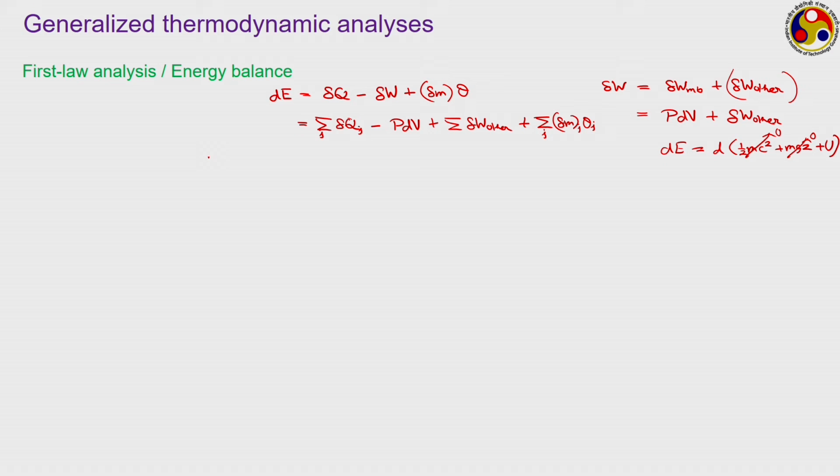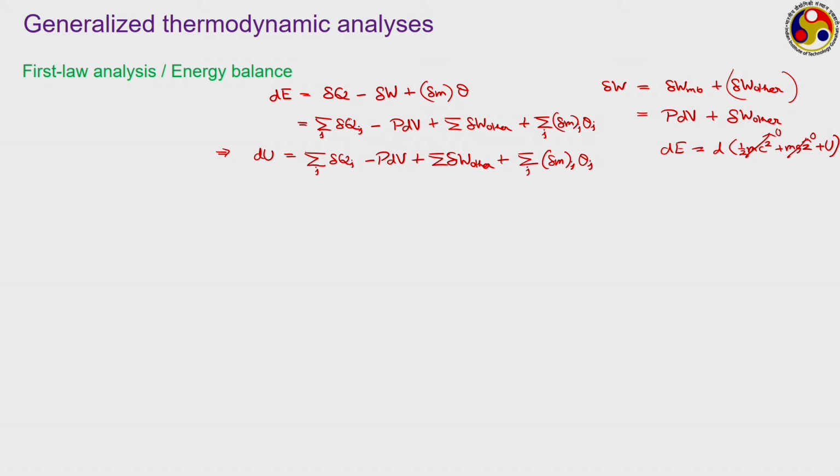And in that situation, this equation can be represented as just dU, where this energy has only the internal energy part now, equal to the right hand side, which is retained as it is. So, the summation of all possible heat interactions, with the direction of Q taken to be into the system, minus the moving boundary work, plus any other kind of work interaction which can be there in certain special cases, plus the summation of over j of delta m_j theta_j, all possible kinds of mass interaction. This is a general equation.